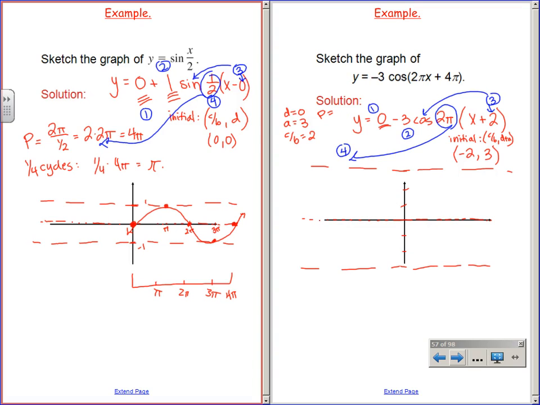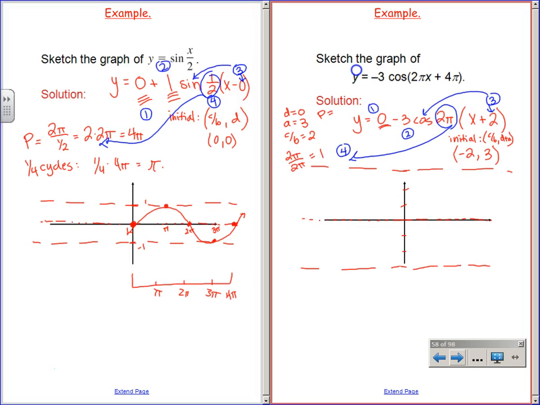Come over and ask yourself, what's my period? Well, my period is going to be 2 pi over b. What's 2 pi over 2 pi? 1? I'm supposed to finish a whole wave in 1? So if I go making like negative 1, negative 2, I'm supposed to fit a whole wave in one of those? That's a bad idea, right?